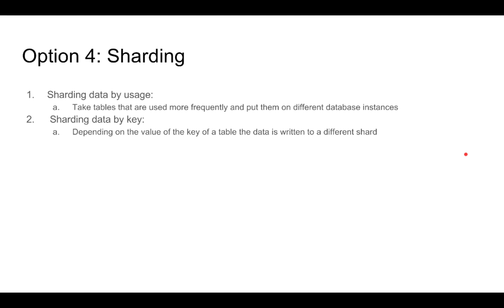So the two broad ways of sharding are sharding data by usage. So we can take tables that are being used more frequently than other tables and take them out and put them into separate database instances. Or we can shard by key, in which case data inside a table is split across various database instances. So depending on the value of a key, a row is put in one database instance or another. For example, if we are looking at a user table, then we might decide that all the users from 1 to 1 million go into shard 1, from users 1 million to 2 million go into shard 2, and so on and so forth.